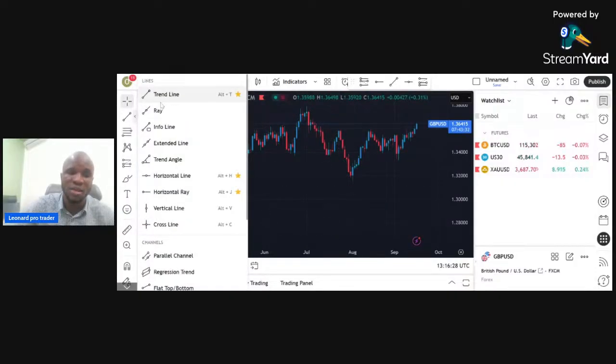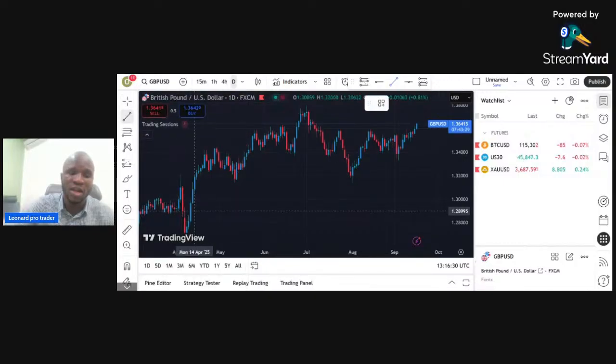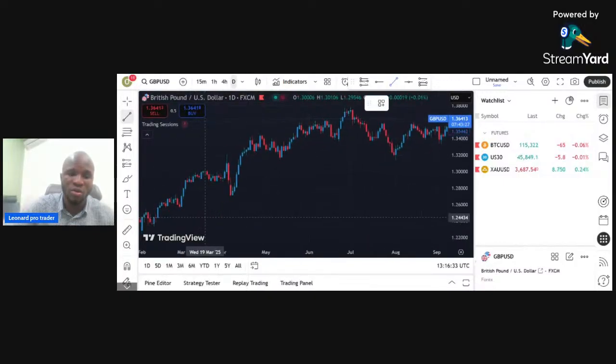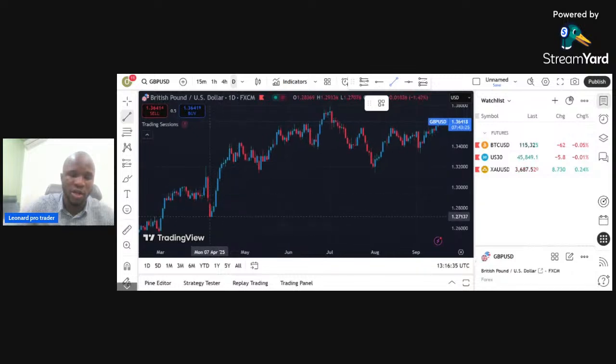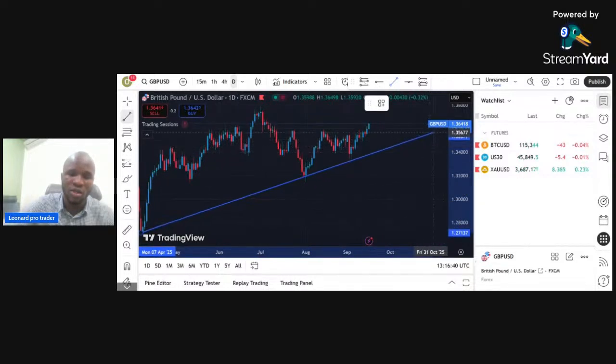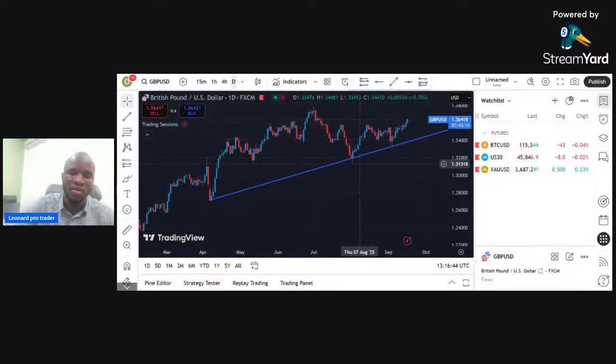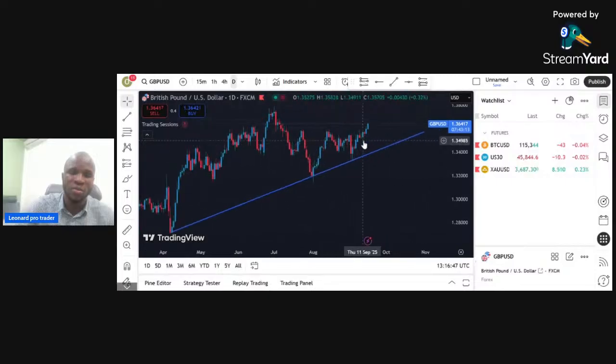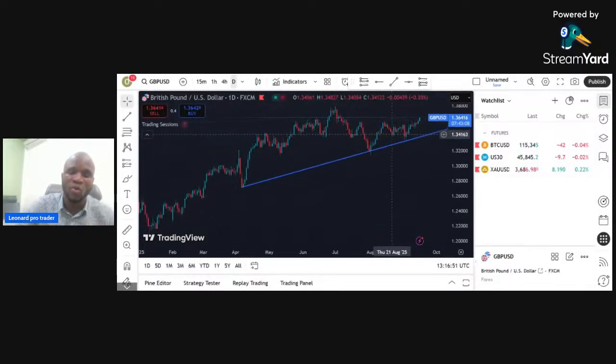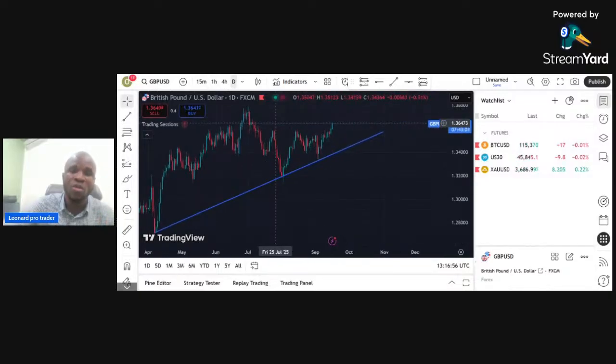From this chart, what are you seeing? GBP USD for a long time has been on an uptrend. How do I know? I can use my trend line to measure it. Overall, price has just been trending up to the upside. So overall, we are looking to buy. If you want to trade GBP USD, it doesn't mean there won't be sells, but over the long run there are going to be more buys.